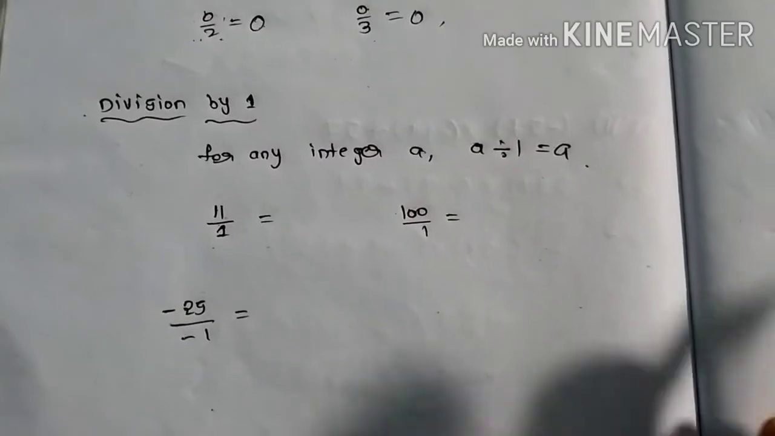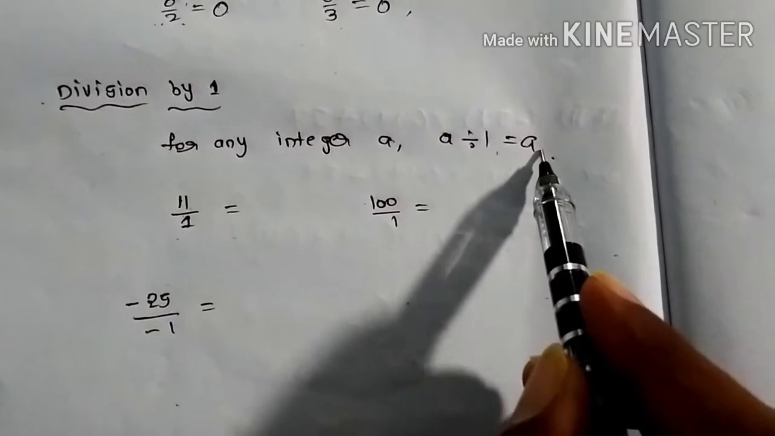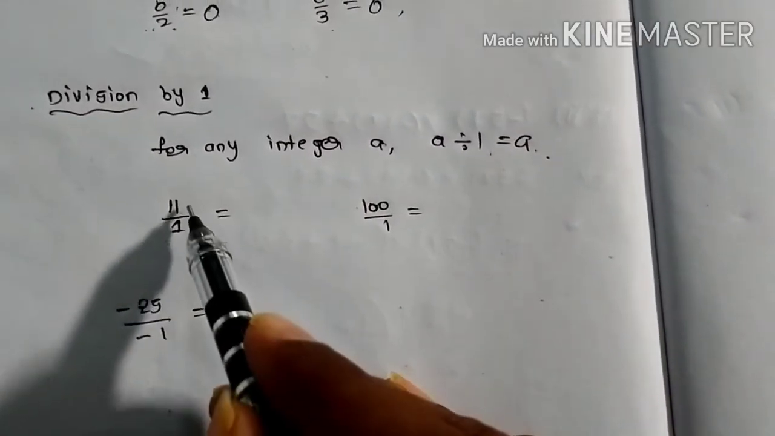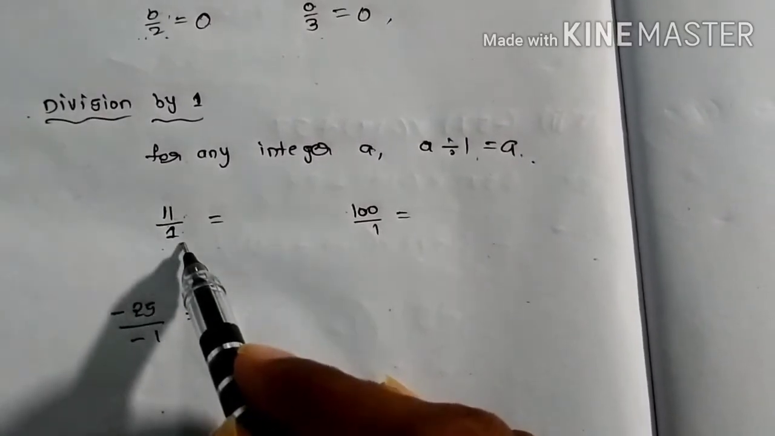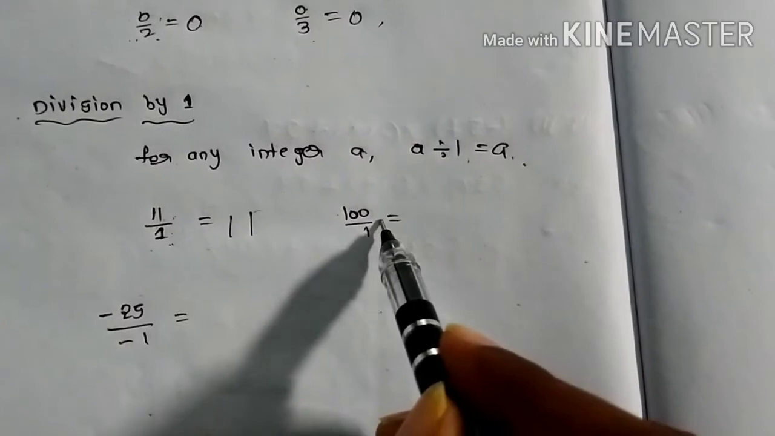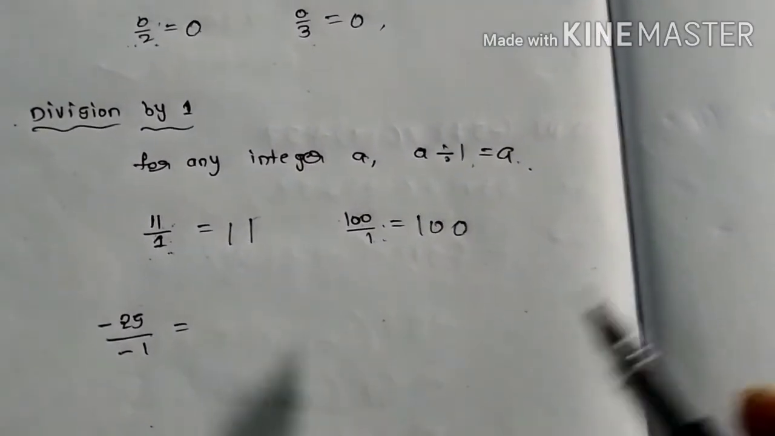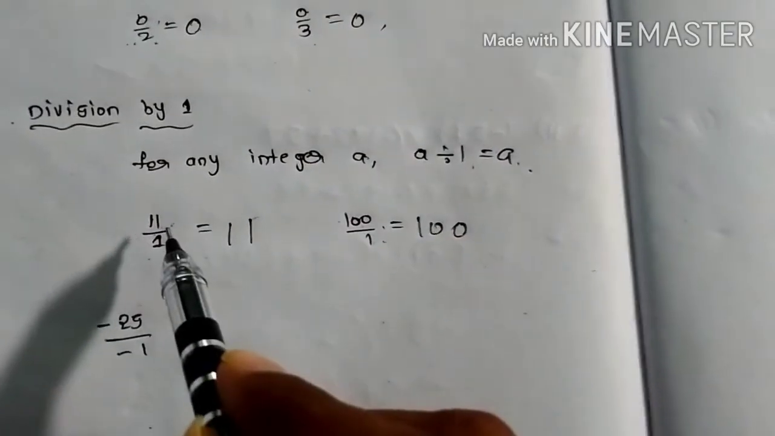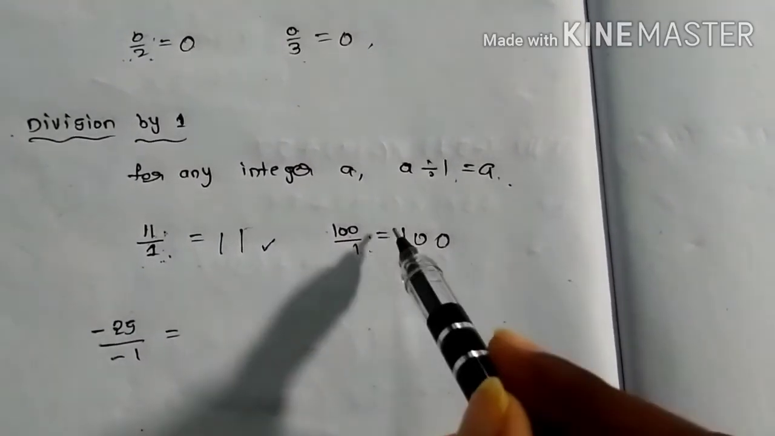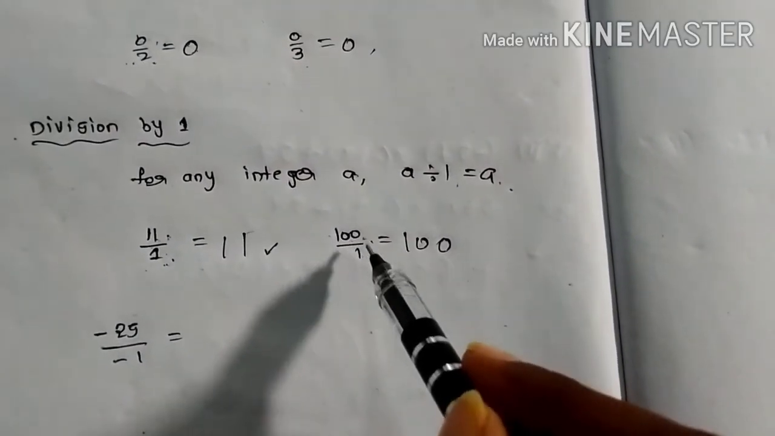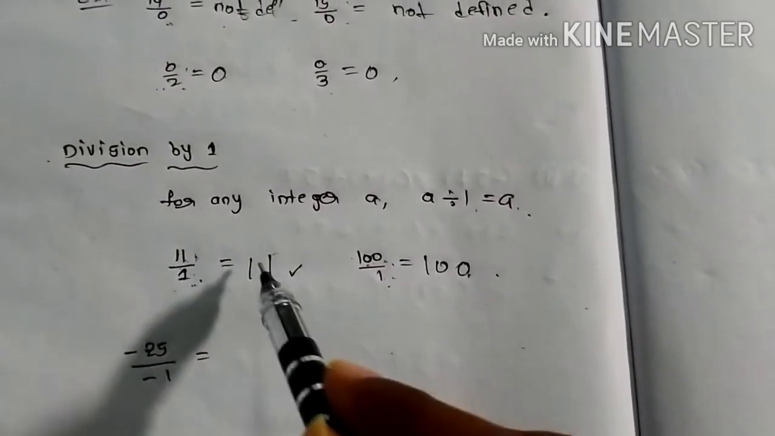One more property is division by 1. For any integer a, a divided by 1 is equal to a only. That means when any number is divided by 1, how much will you get? If I divide 11 by 1, how much is your answer? 11 only. 100 by 1, how much? 100 only. If I take 1000 by 1, also 1000 only. So remember, when we divide any integer by 1, you will get the same integer only. That means 100 here is also 100, 11 here is also 11.